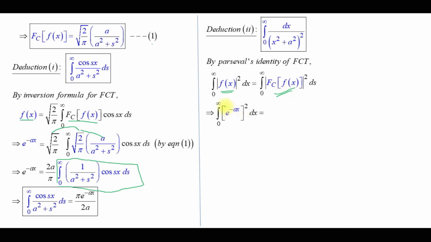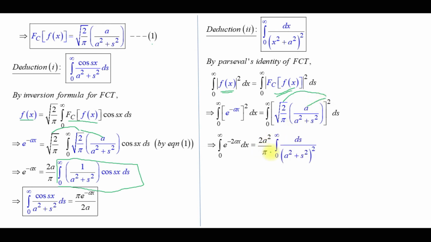Substitute. So the integral from 0 to infinity of e power minus ax the whole square dx equals the integral from 0 to infinity of the Fourier cosine transform of f of x, which is square root of 2 by pi times a divided by a square plus s square, given in equation 1. This is e power minus 2ax dx equals, square root of 2 by pi the whole square is 2 by pi, a into a is a square. So 2a square by pi times the integral from 0 to infinity of ds divided by a square plus s square the whole square.